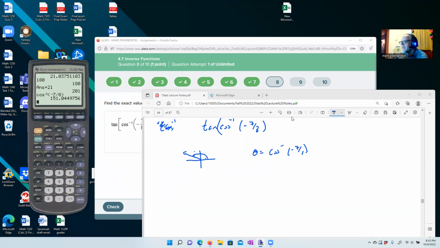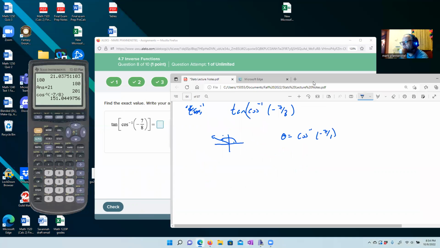How many decimals do they want? I don't want the exact answer. I don't think this is an angle we're supposed to know. Oh, okay. Let's do it that way. So there's going to be negative 7/8.